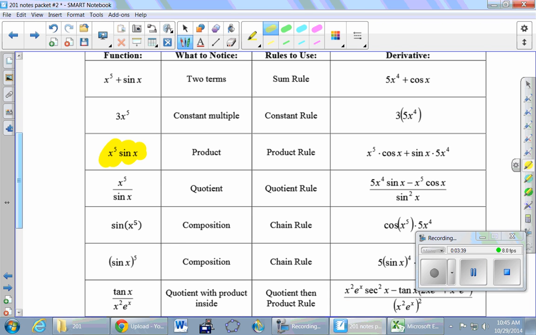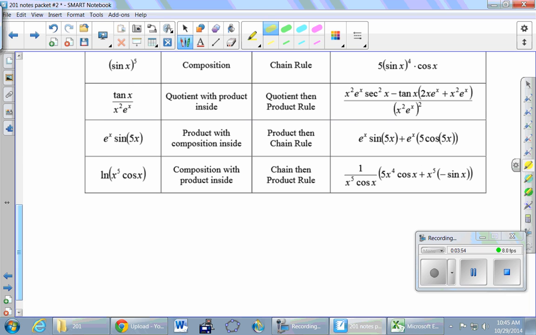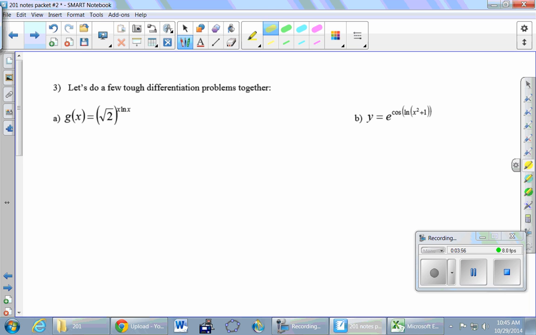That's our product rule, right? Because it's x to the 5th times sine of x. So we notice it's a product, we use the product rule, and there's the answer. So you can look at these later on too, just to give you some specific calculations that you can double check. And they do get more involved as we get down towards the bottom.